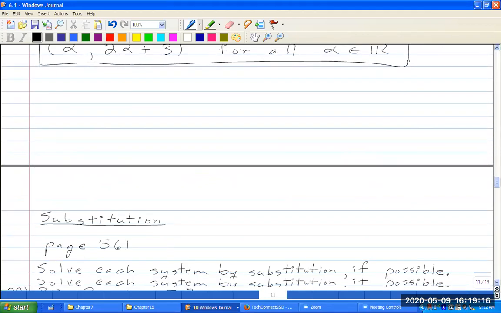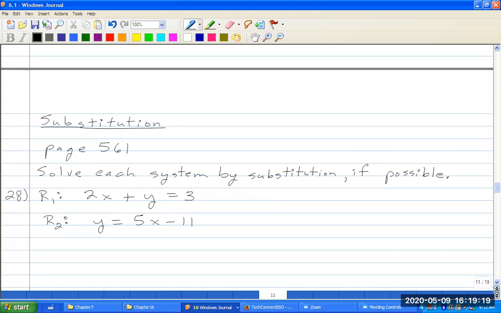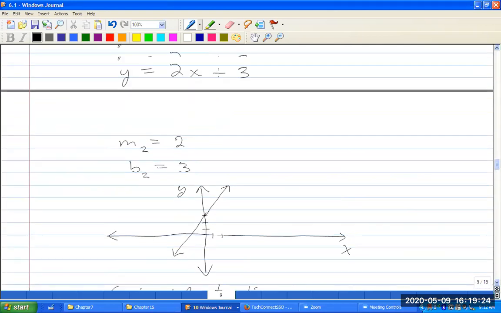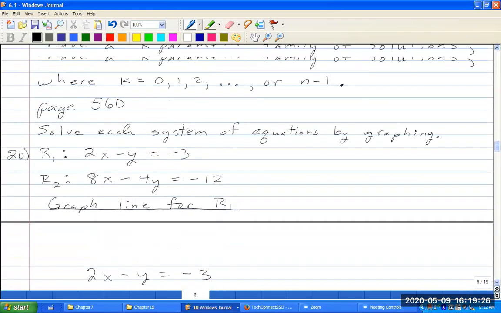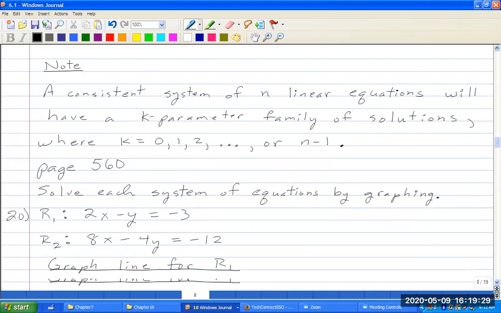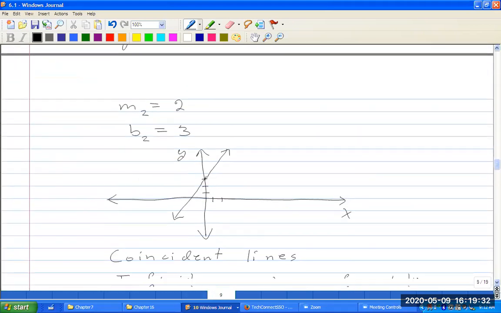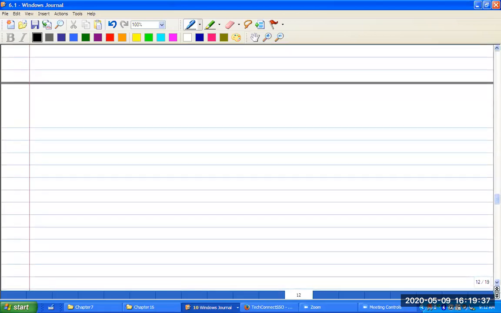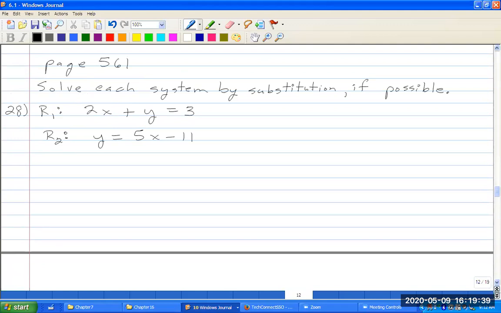Okay, here is the next technique that we'll be looking at. The first technique that we looked at was the graphing technique. Now we'll look at substitution. Suppose I want to solve each system by substitution if possible. Problem number 28: 2x plus y equals 3, y equals 5x minus 11.